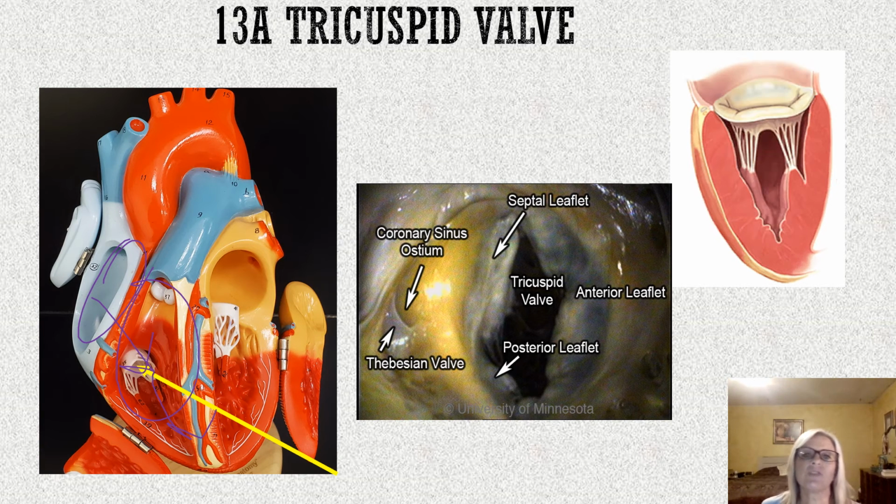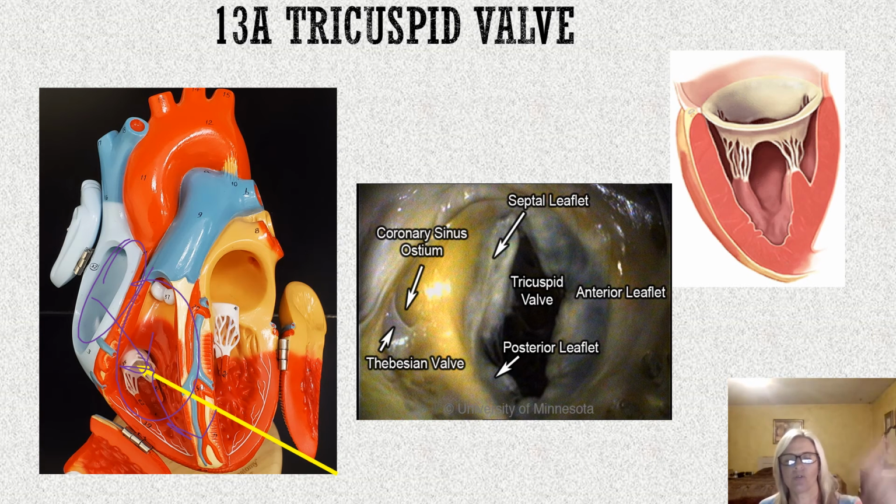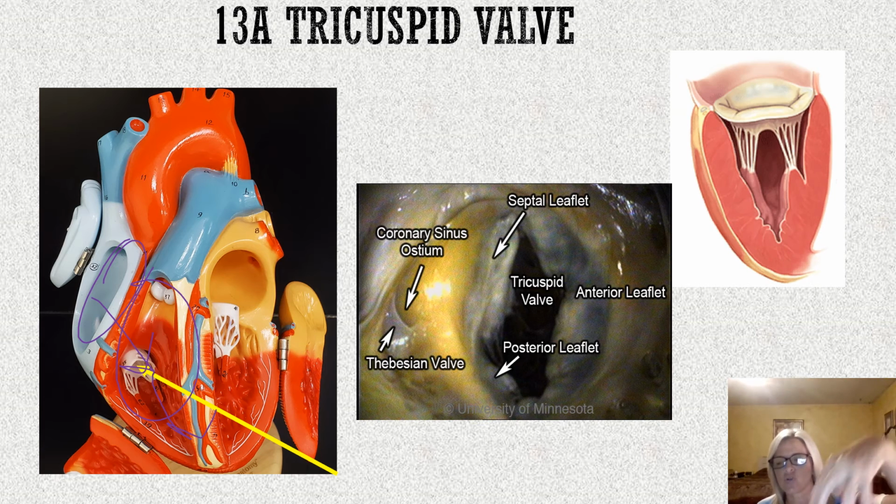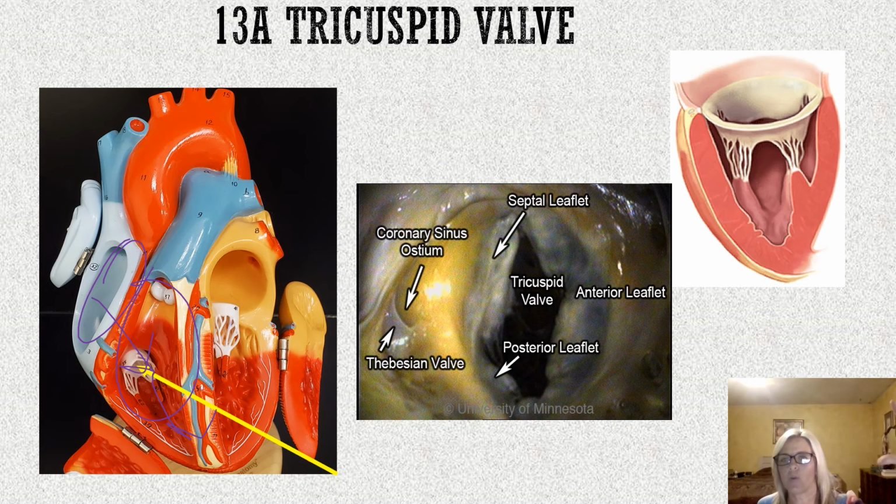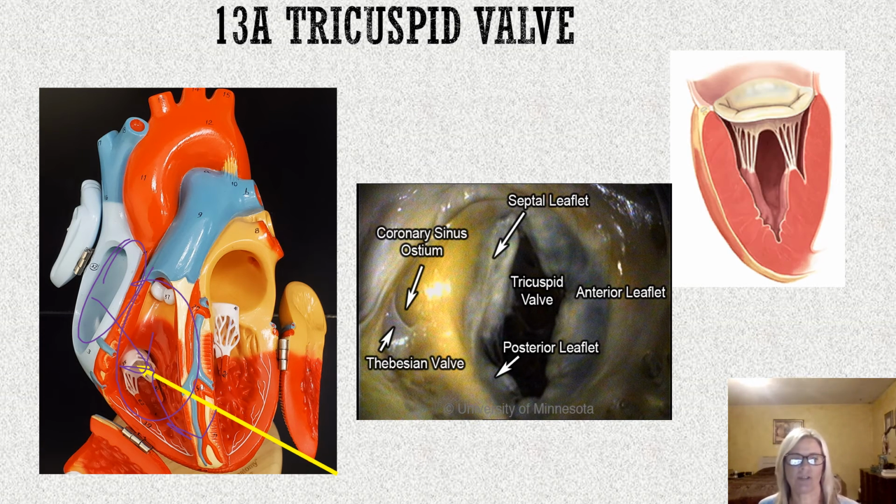But the purpose of valves is also to prevent backward flow. So blood is going to go through, it's going to control that flow and not allow it to go back through, or do what we call regurgitation.